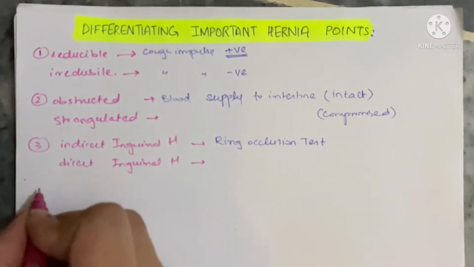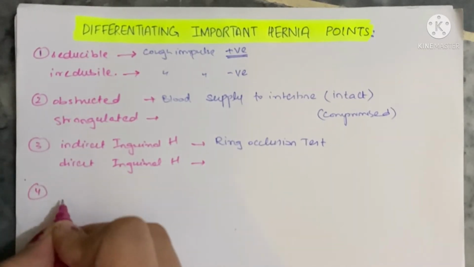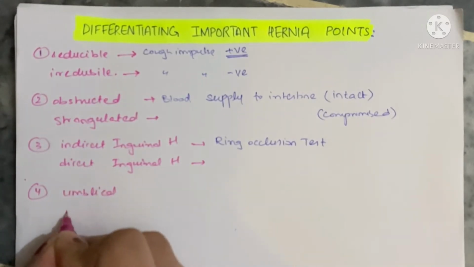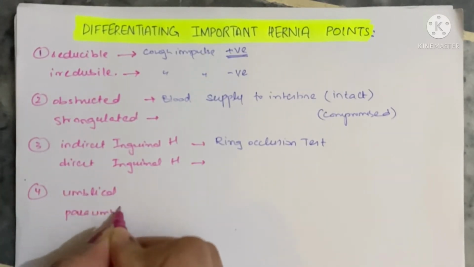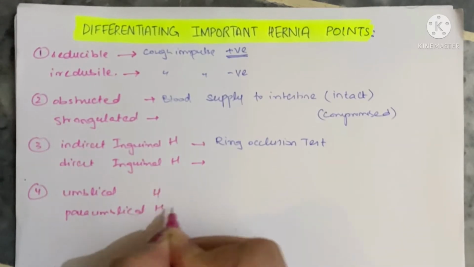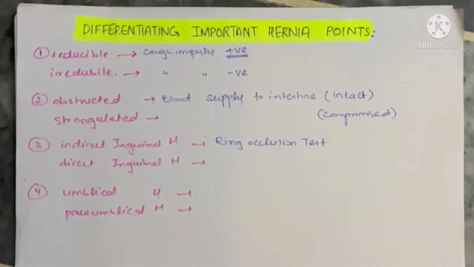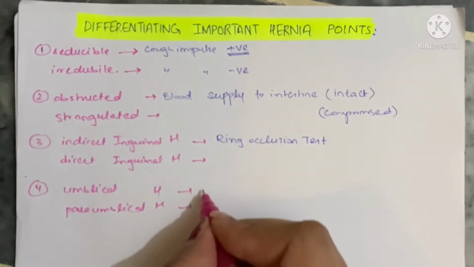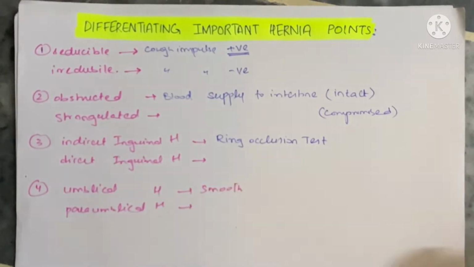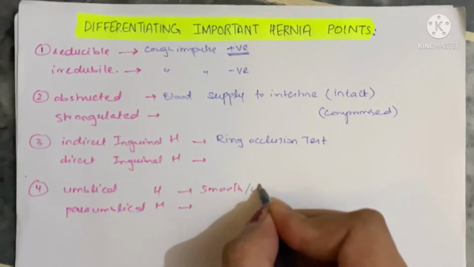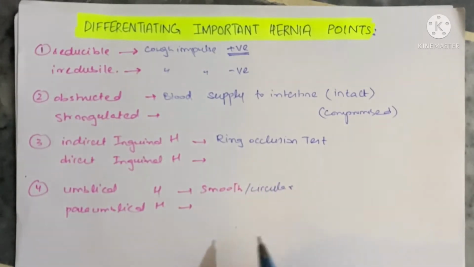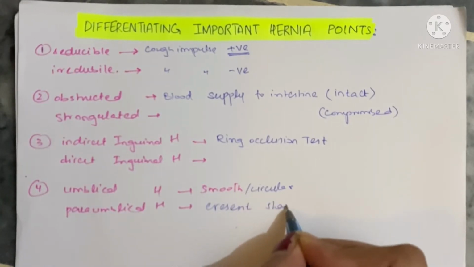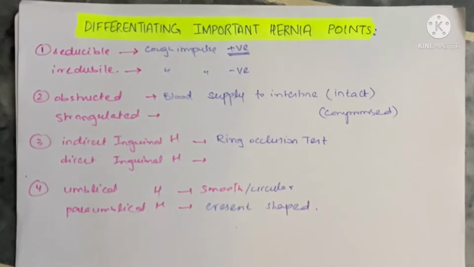Moving on to the fourth type, umbilical hernia and paraumbilical hernia. Both these hernias are basically swellings over the umbilicus, but an umbilical hernia will be a smooth, circular swelling, and the shape of a paraumbilical hernia will be crescent shaped. So this is a differentiating point between both of them.